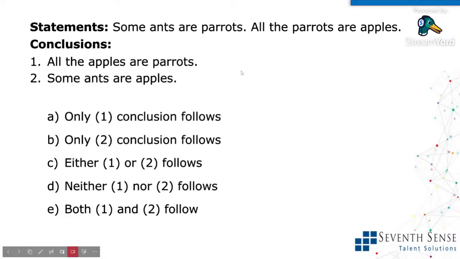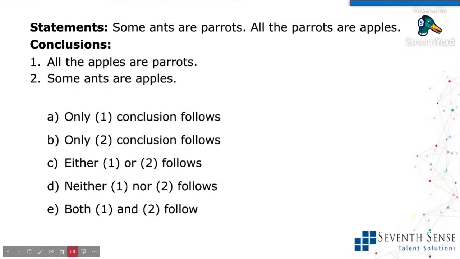Some ants are parrots. All the parrots are apples. You have two conclusions: all the apples are parrots, and some ants are apples. Quickly solve this and give me the answer.